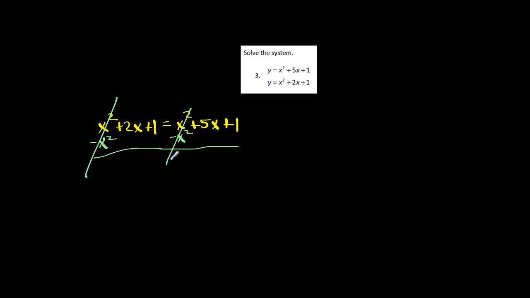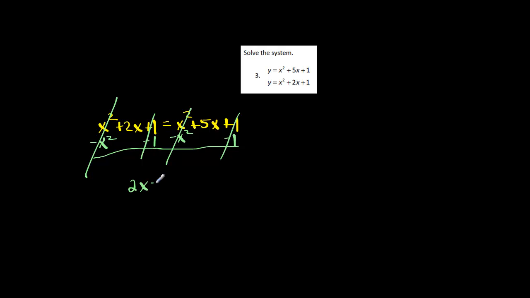Number 3, solve the system. Let's substitute. So let's take this and substitute it in for y. So we'll have x squared plus 2x plus 1 equals x squared plus 5x plus 1. Subtract x squared from both sides. That cancels on both sides. Subtract 1 from both sides. Those cancel on both sides.